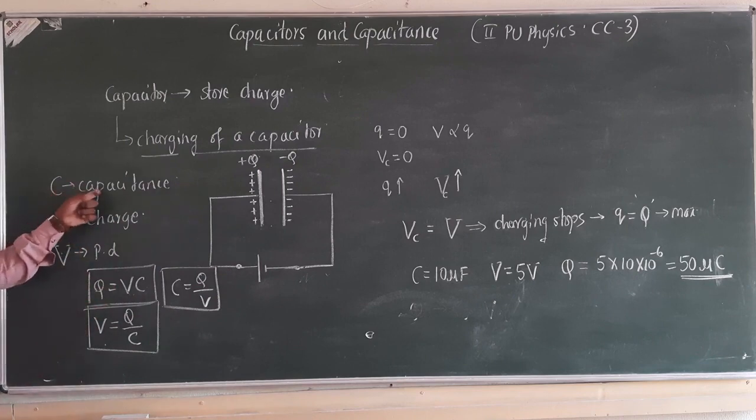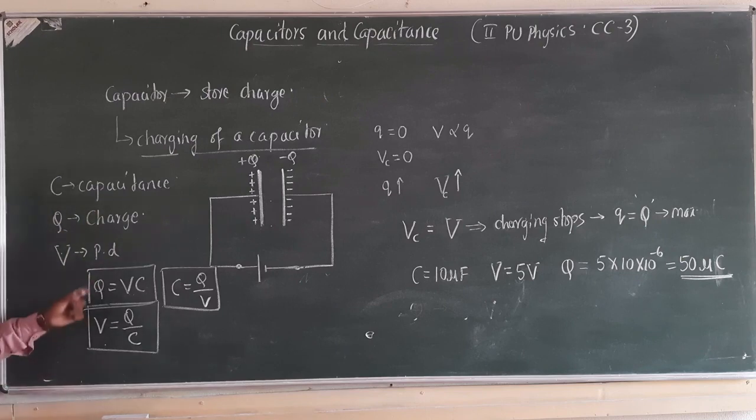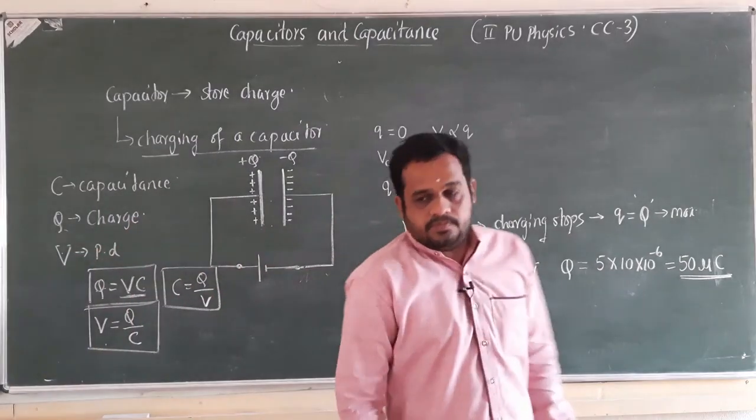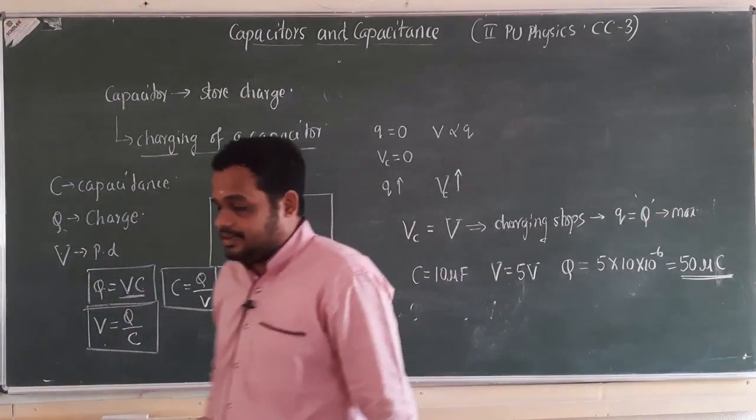Relation between capacitance, amount of charge and potential difference between the plates of capacitor: Q is equal to VC. Okay, remember this equation. For other conditions, just rearrange the equation. This is how a capacitor is charged. I think it is clear.